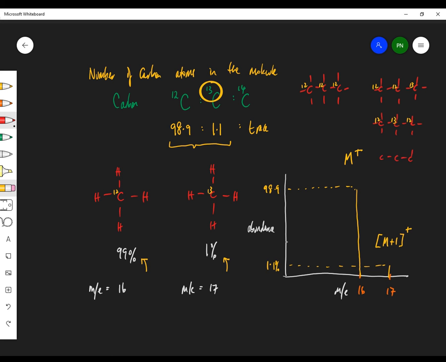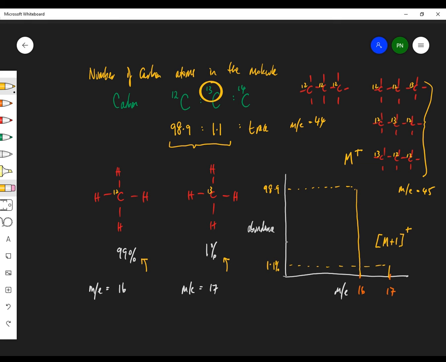1, 2, 3. The first one could be a carbon 13, this could be a 12, and this could be a 12. So all of these three will give you, what's propane? This has a mass of 44, an M over E of 44. All of these three will give a mass over charge of 45.